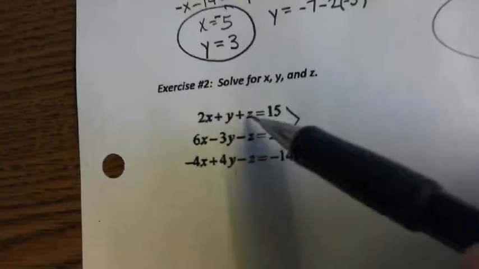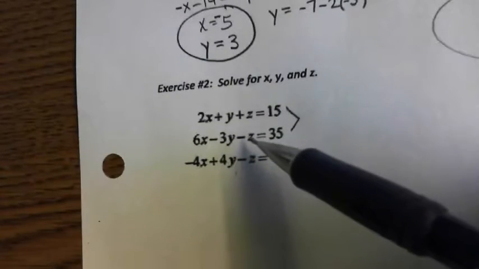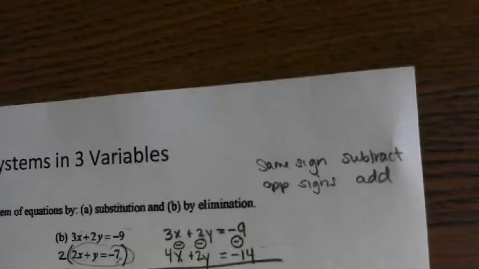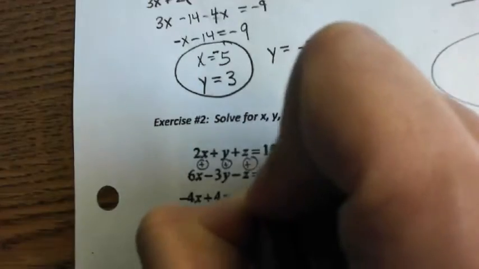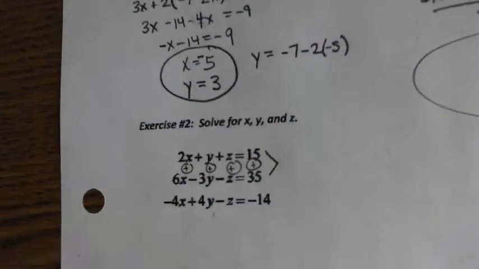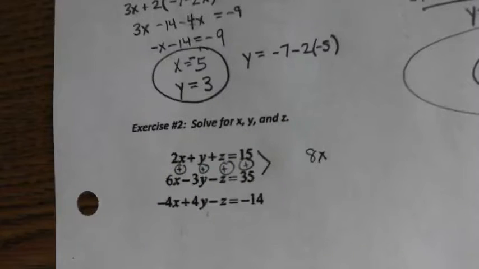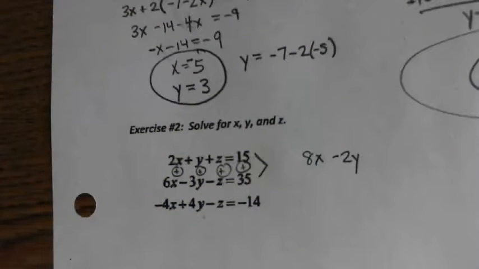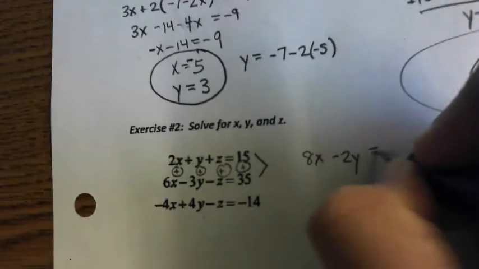And since on my z's I have opposite signs, do I add or subtract? Same sign, subtract, opposite signs, add. So I'm going to do plus, plus, plus with the first 2 equations. 2x plus 6x, 8x. 1y plus negative 3y, negative 2y. 1z plus negative 1z, eliminated. 15 plus 35, 50.